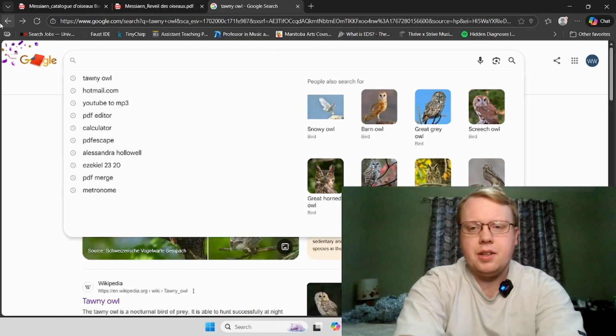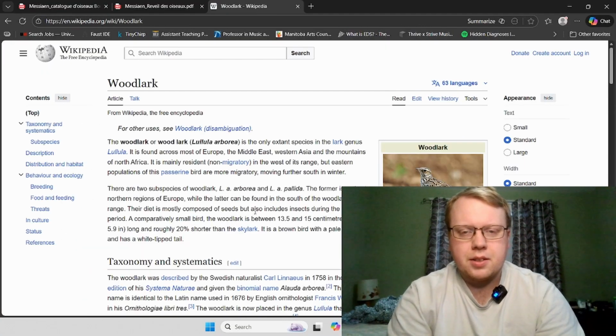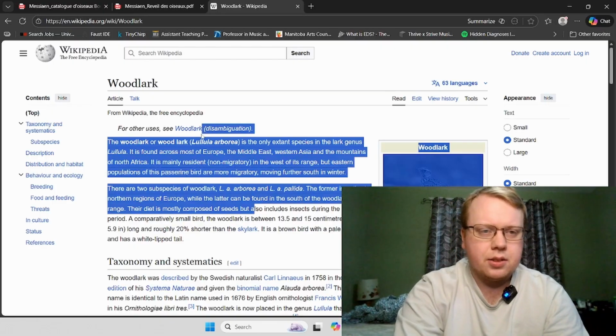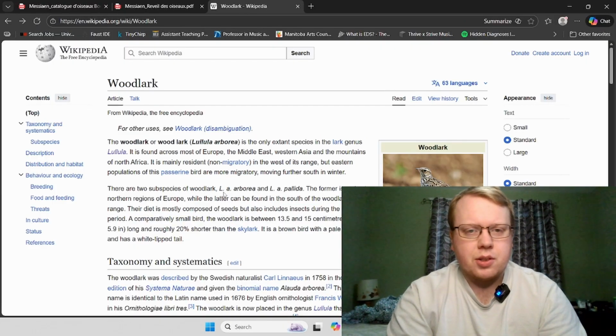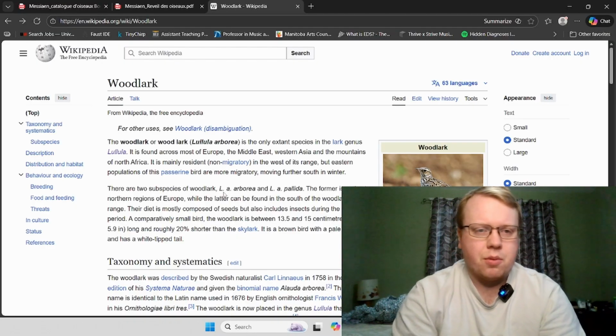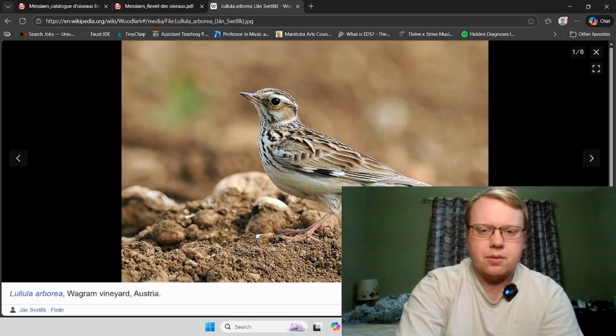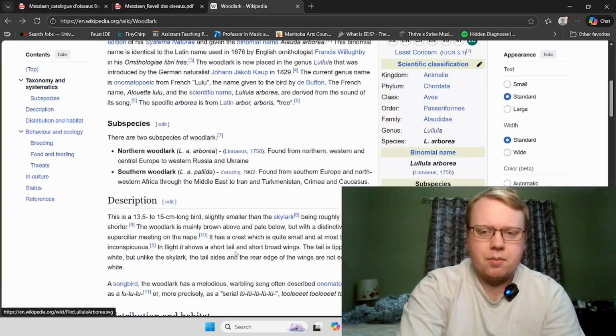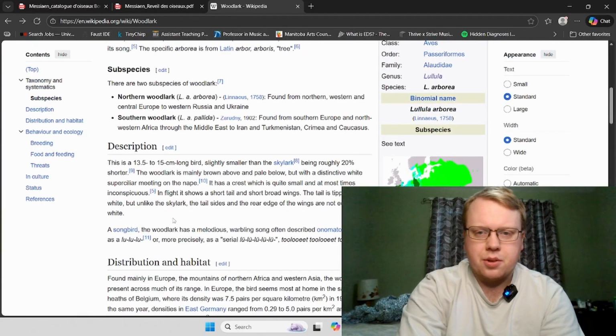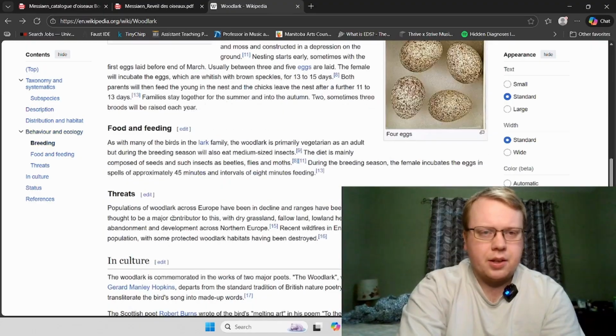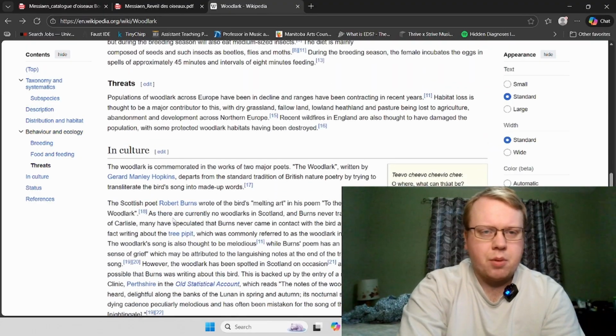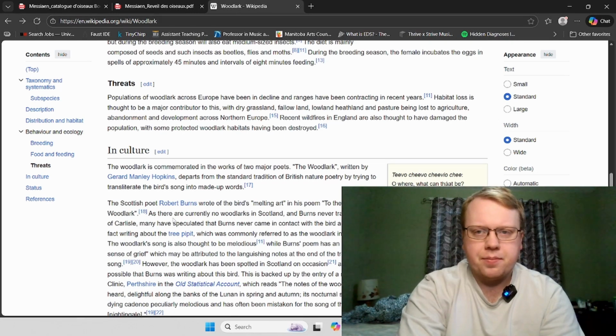And then we have the woodlark. That's the only extant species of lark in the genus Lullula, and it's widely found across Europe, the Middle East, and Western Asia, and the mountains of North Africa. And it's a non-migratory bird in the west of its range, whereas eastern populations are more migratory. So that's what it looks like. There's 2 subspecies, the northern and southern woodlark, and populations across Europe have been in decline, with habitat loss being a major contributor.